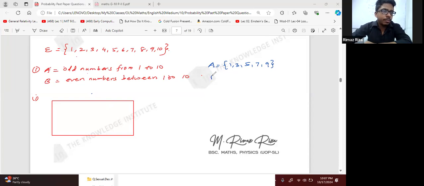And set B, here this is also a form of representing a set, the descriptive method, right? So here I have written set A in the descriptive method, odd numbers from 1 to 10. That one I'm writing by listing the elements. And then B, even numbers between 1 to 10. Okay, so even numbers between 1 to 10: 2, 4, 6, 8, 10.